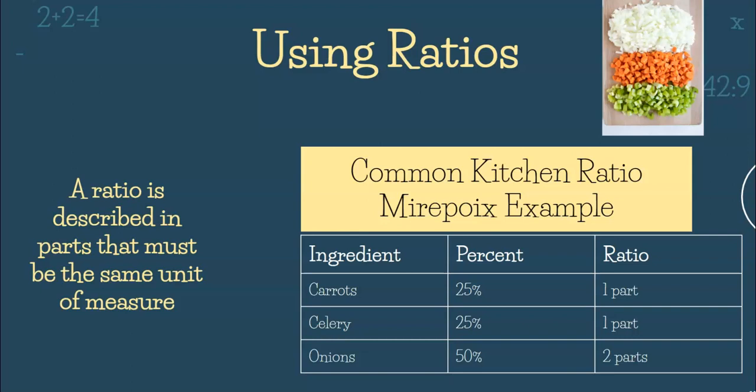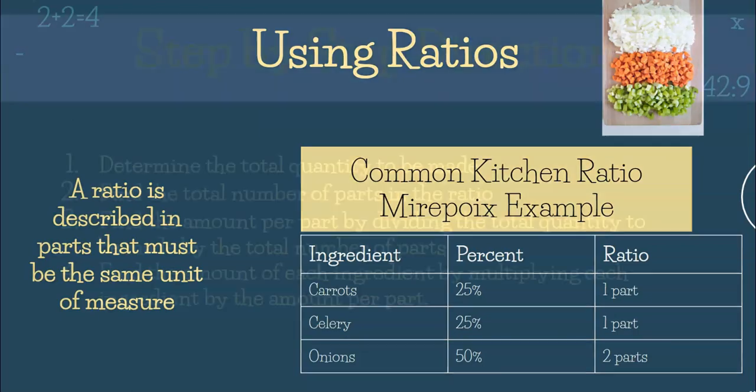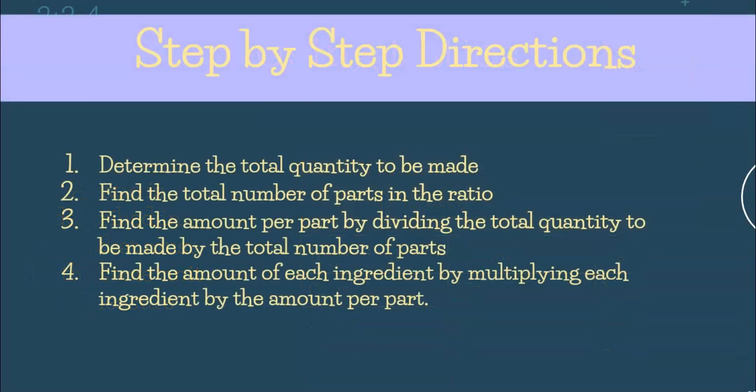And you can reference it like this: if we're going to do 4 total cups of mirepoix, we're going to make 2 cups of it onion, 1 cup celery, 1 cup carrot. That's how you would refer to it. Okay, so how are you going to break this down and use this information?